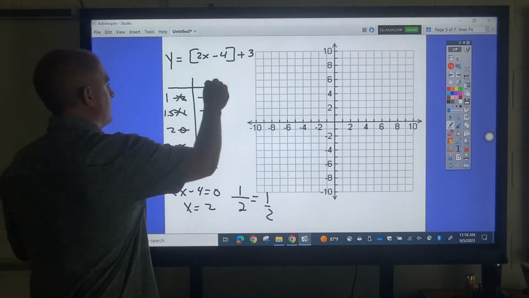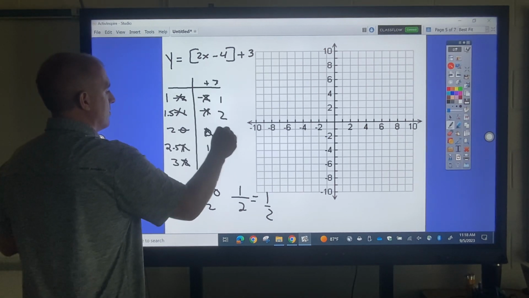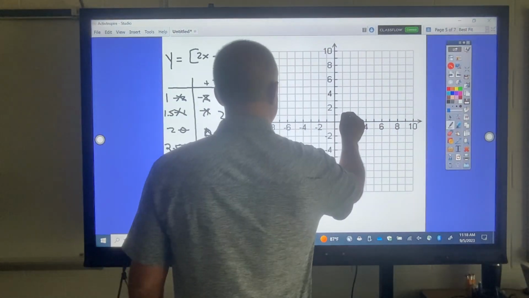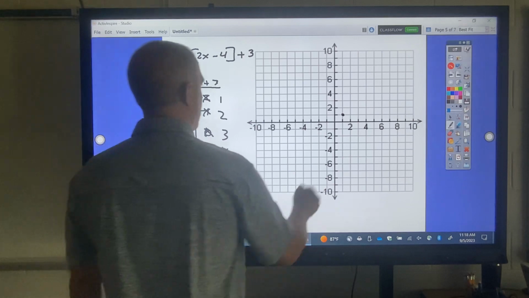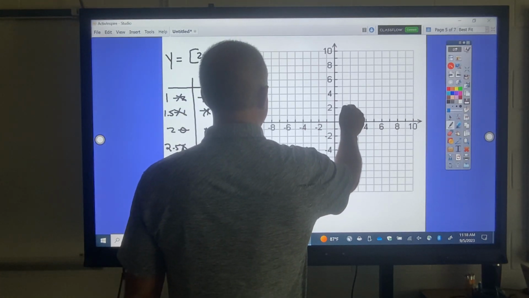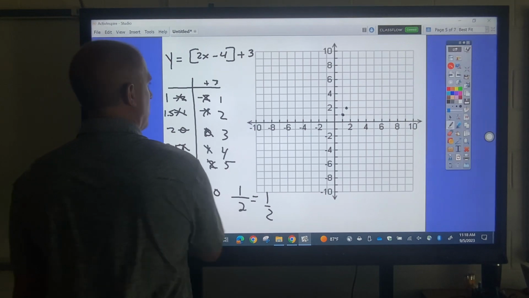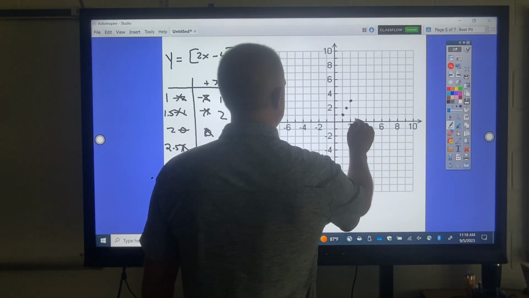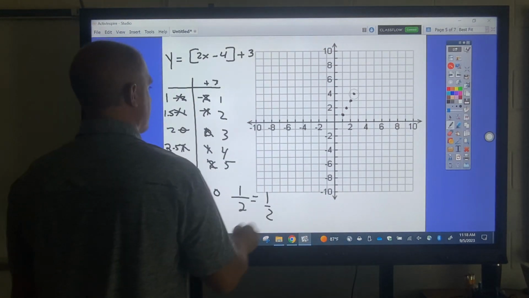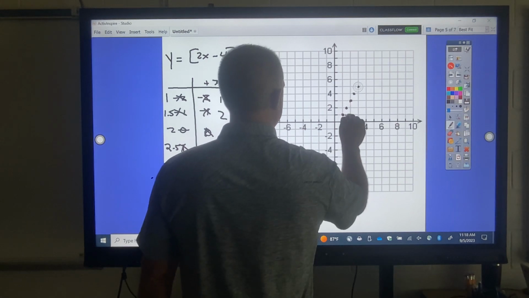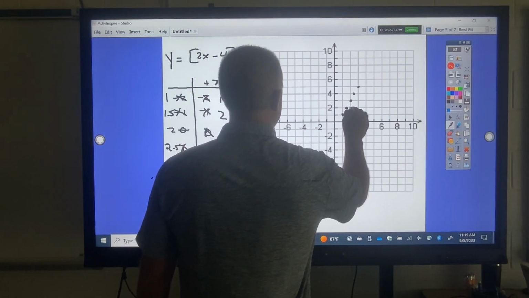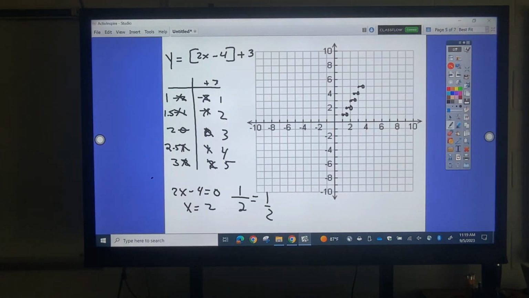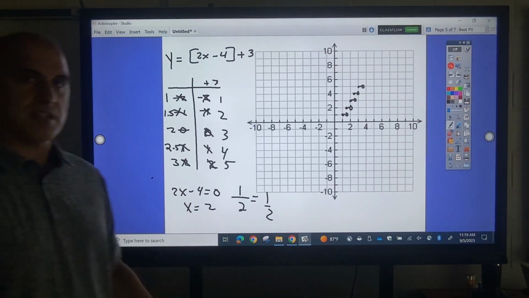I add 3 to all these values, so it's 1, 2, 3, 4, 5. So 1 over, 1 up. 1.5 over, 2 up. 2 over, 3 up. 2.5 over, 4 up. And then 3 over, 5 up. So what I want to do is draw till I get to here underneath, here underneath, here underneath, and they're moving in half increments. So it's sort of shrunk the size of the step.